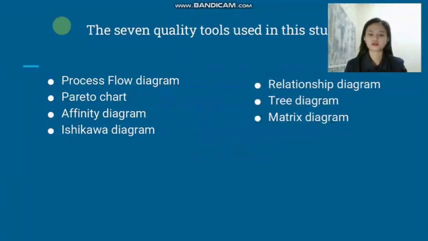So in the discussion part, we have the 7 quality tools used in this study. The first one is the process flow diagram, second is the Pareto chart, third is the Affinity Diagram, 4 is the Ishikawa diagram, 5 is the relationship diagram, 6 is the tree diagram, and the last one is the matrix diagram.